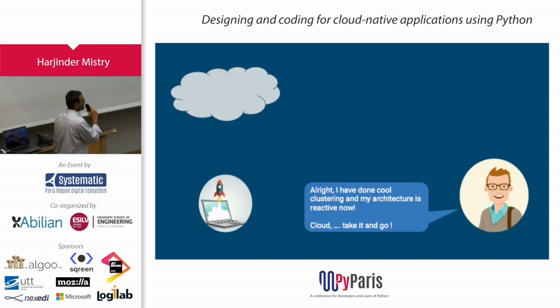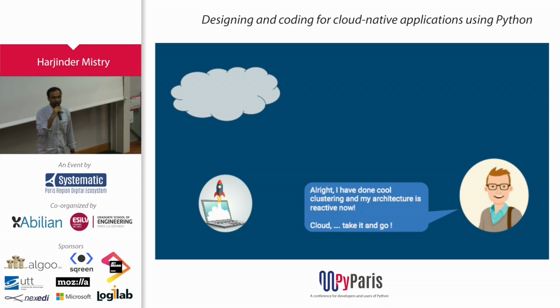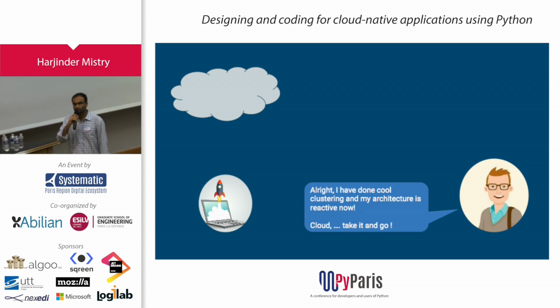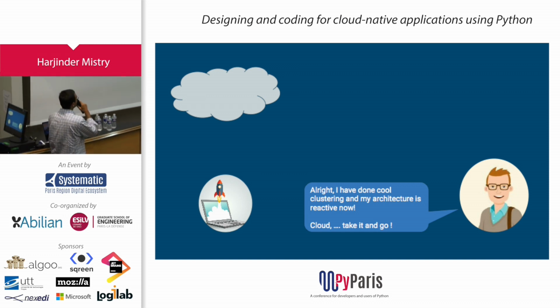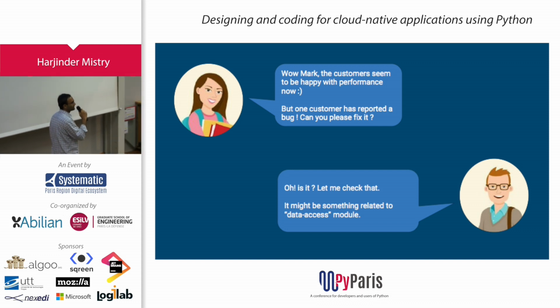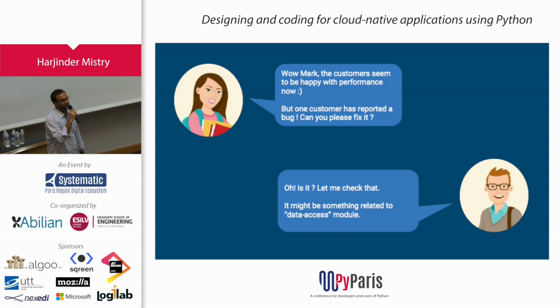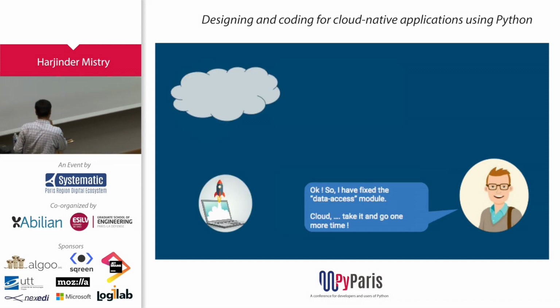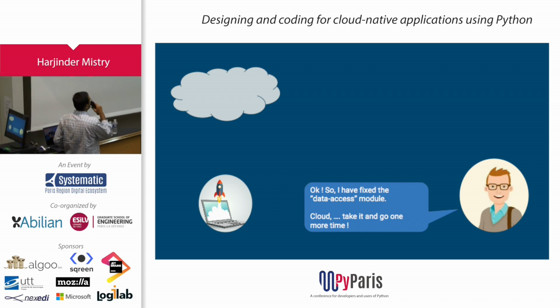Okay, so now Mark does reactive architecture. He's happy. Seems to be the case that he has solved the scalability issues. So he again goes back to the deployment and launches his service. Okay, so wow, the customers seem to be happy. More and more customers are now using the service, and one day, some customer reported a bug. Looking at the symptoms, Mark knows that this seems to be a bug in data access layer. So he goes and fixes that and deploys.